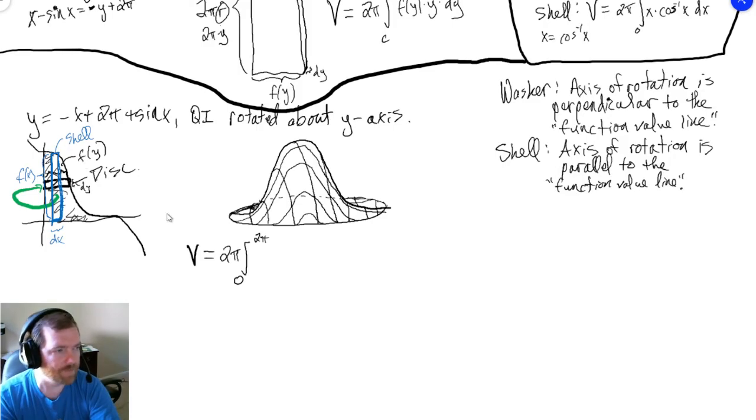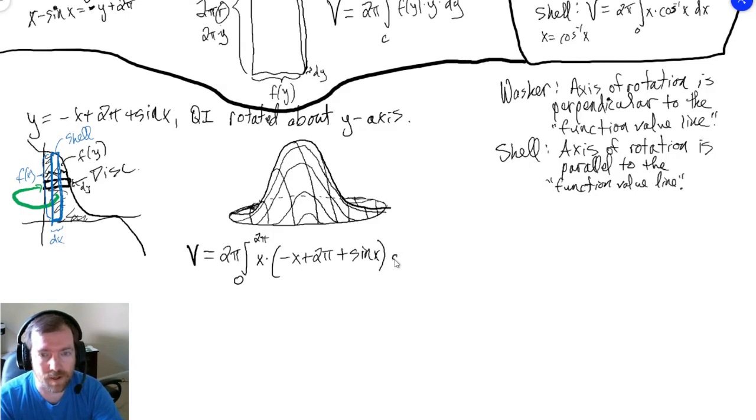F of y. That is an option. And again, for this particular function, it's just not an easy option. Potentially you can do it, I just am not going to spend that kind of time. Alright, so 2 pi times the, in this case, our radius is going to be x times f of x, which is our negative x plus 2 pi plus sine of x times dx.